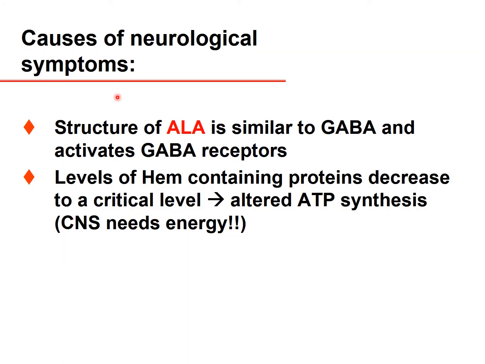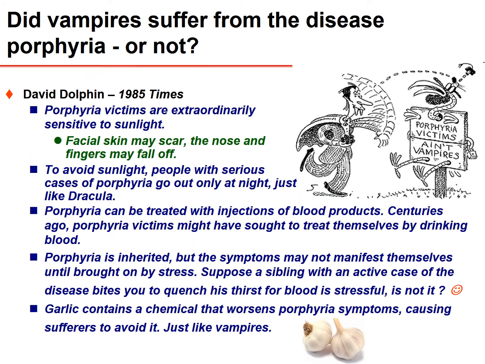Now, what causes the neurological symptoms in porphyrias? Usually the structure of ALA is similar to GABA, and this will activate the GABA receptors. And the levels of heme-containing proteins decrease to a critical level, and this will alter the ATP synthesis, and the central nervous system needs a lot of energy, and this again can cause the neurological symptoms.